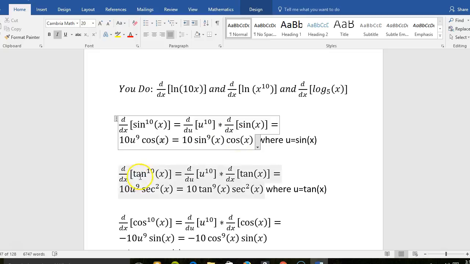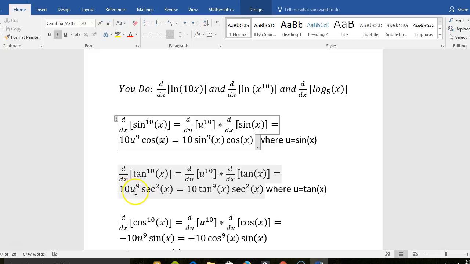And then in a similar fashion, if you just use tan instead of sine, you go through the same motions except u equals tan x. The idea is the same. d by du of u to the 10th times d by dx of the tan of x. Now remember, the derivative of the tan is the secant squared, and it does mean what you think it ought to mean. Secant squared of x is just secant x quantity squared.